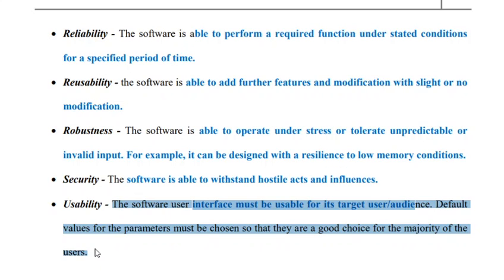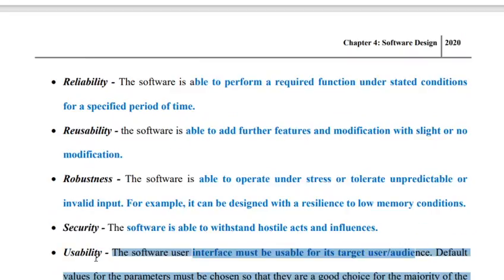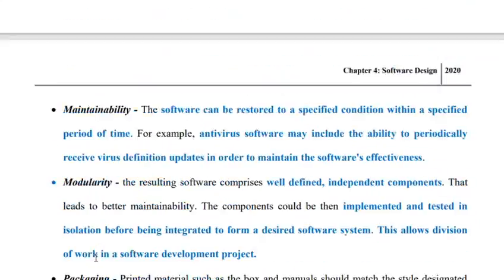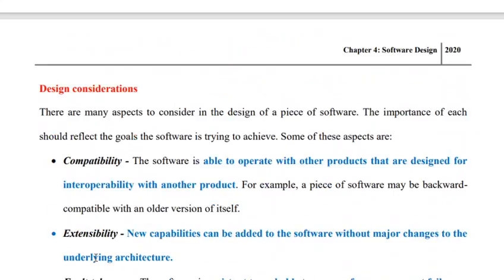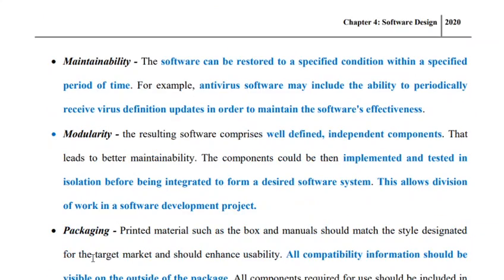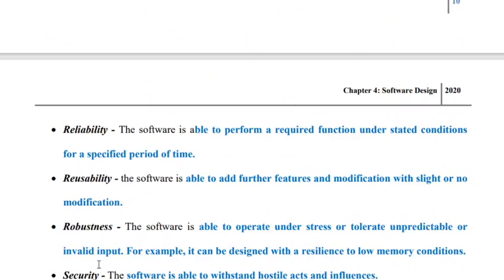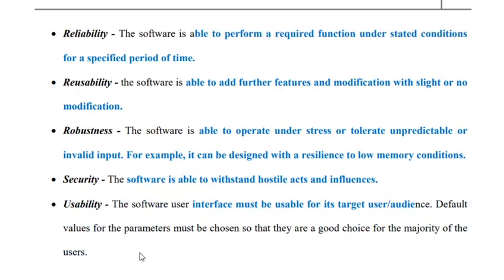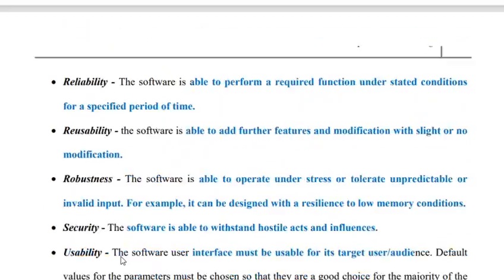Exception handling mechanism has to be well in place, right? That depends on the way you organize your software system's interface. So these are some of the important design considerations that you need to take into account. So we discussed compatibility, extensibility, fault tolerance, maintainability, modularity, packaging, reliability, reusability, robustness, security, and usability.